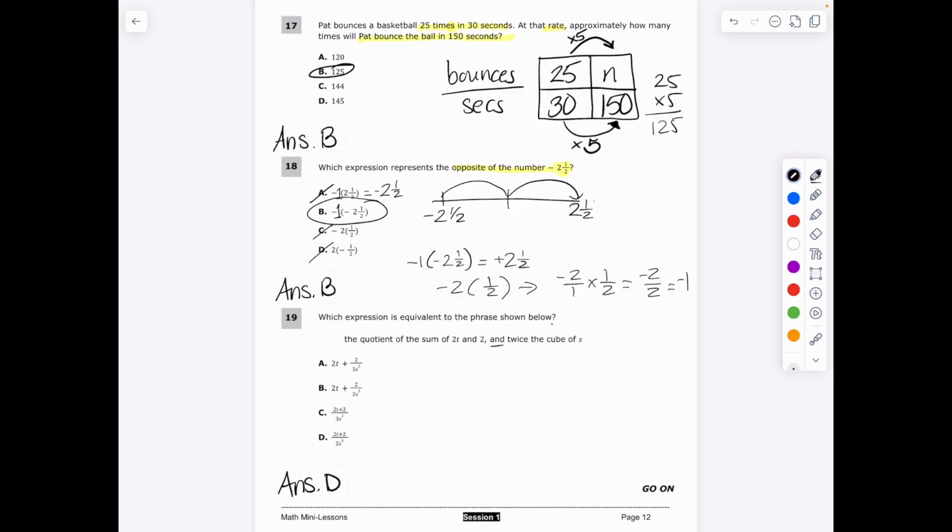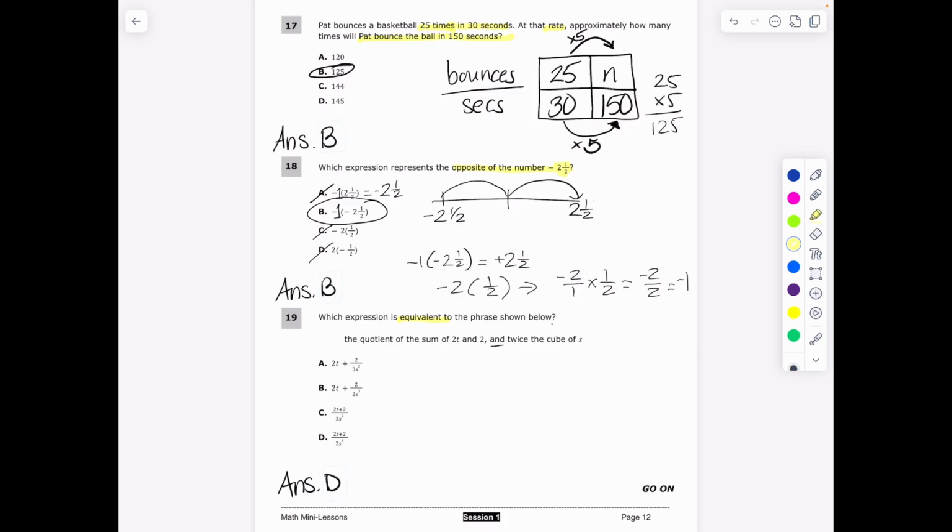So tricky. And at first glance, you think it's one thing, and then you find out it's really about multiplying integers. Okay, let's look at the next one. And you want to find an equivalent expression to the phrase. So we're gonna do it a piece at a time.